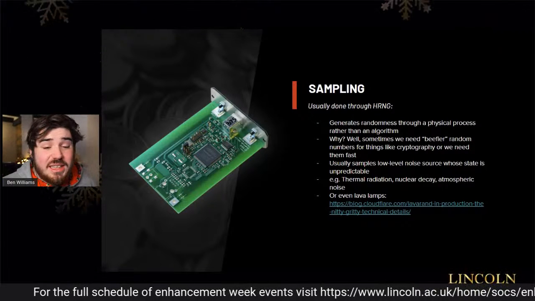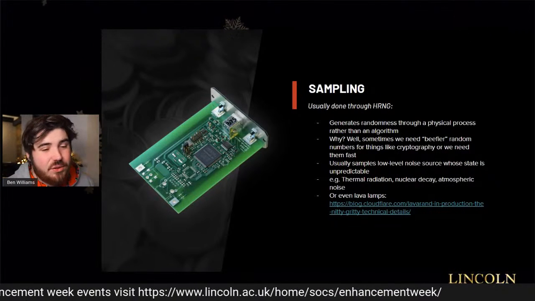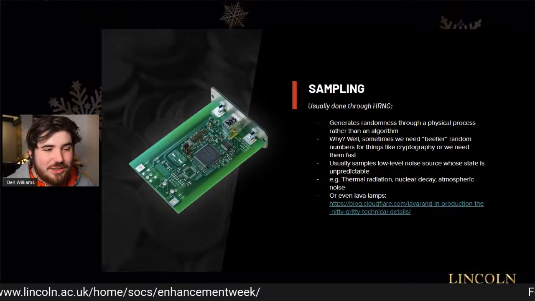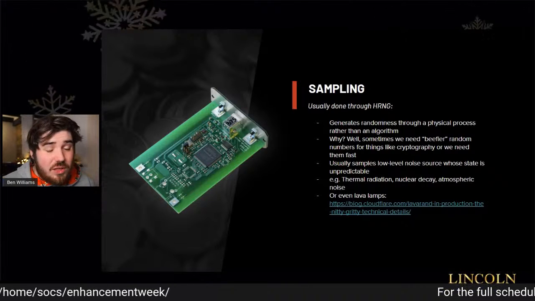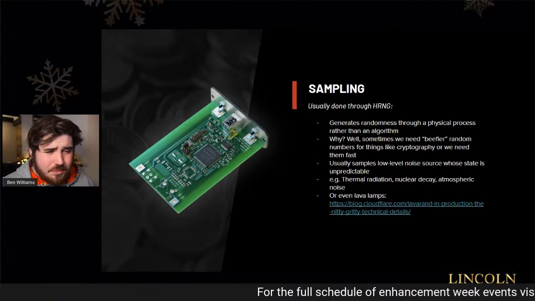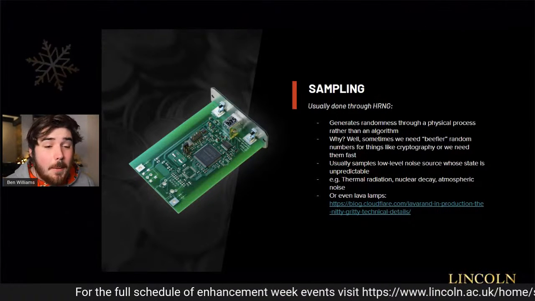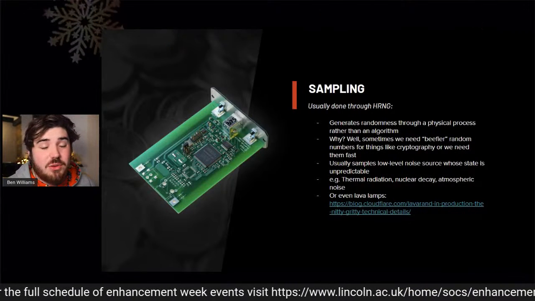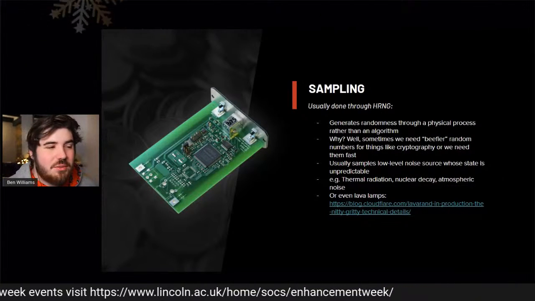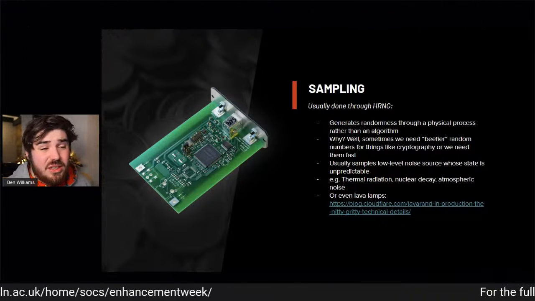And there are esoteric kind of generators out there. So Cloudflare, if you've heard of them, they use a wall of lava lamps, and predicting the state of those lava lamps at any one point is really hard because lava lamps are quite unpredictable, and they use this to generate random numbers. So there are a couple of esoteric ways of generating random numbers through sampling as well. But yeah, usually this is how we do it, is sampling.